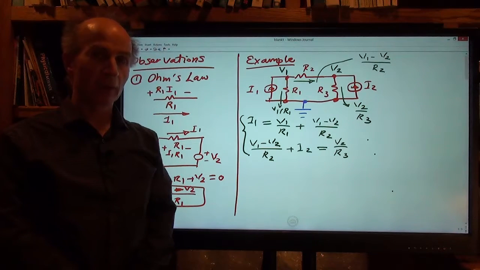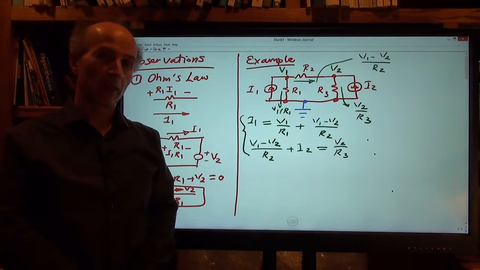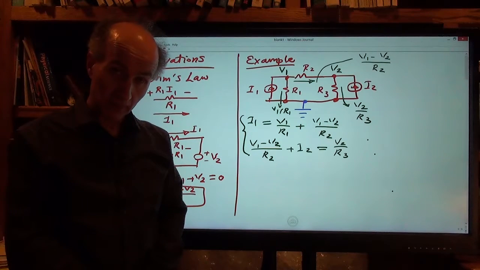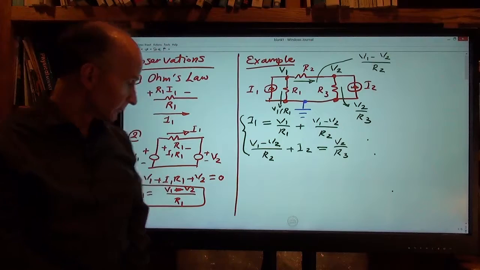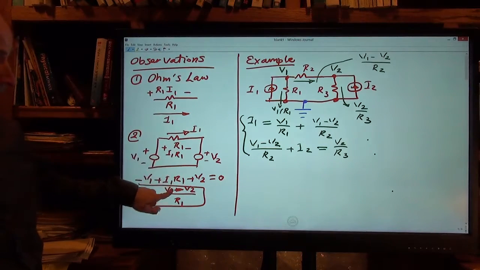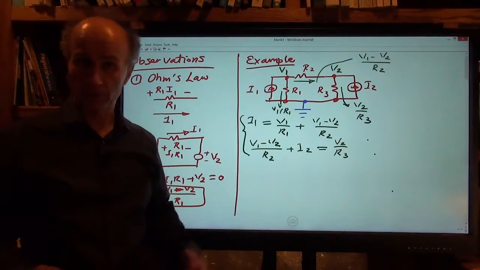Okay, that's an example of how we apply nodal analysis to solving a circuit like this. It's pretty systematic. You just have to remember these things and you just have to remember KCL, right? That's all really.